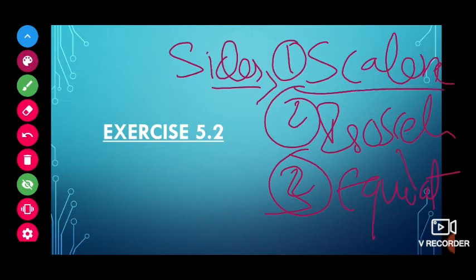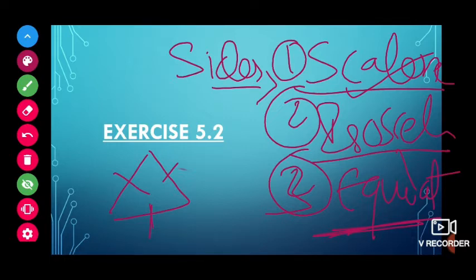What is meant by scalene? If all the three sides are different in size, then we call it a scalene triangle. Isosceles: if two sides are equal, then we call it an isosceles triangle. Two sides will be equal. Then equilateral triangle: if all the three sides are equal in length, then we call it an equilateral triangle.